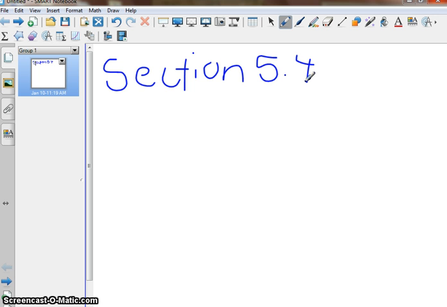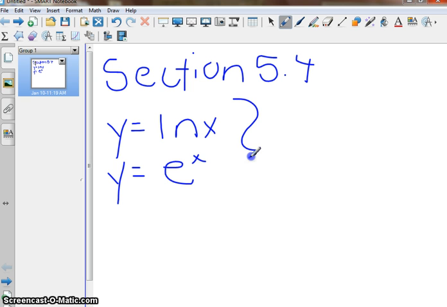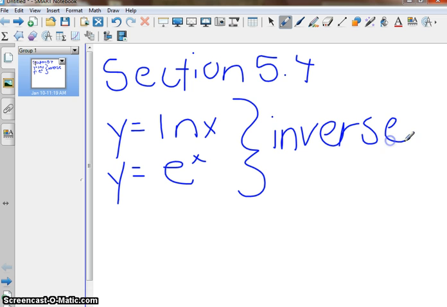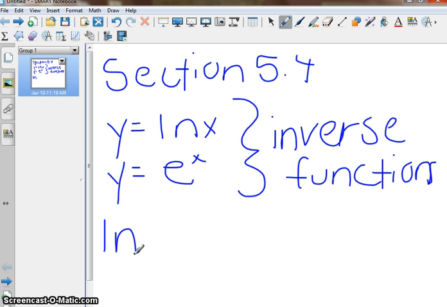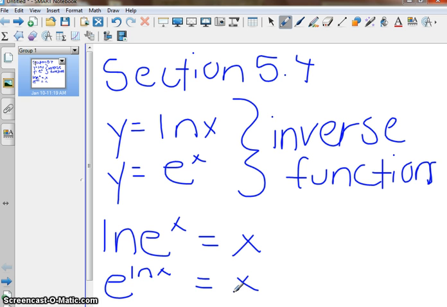E to the x is the inverse function of the natural log of x. So y equals natural log of x, which we've already learned how to take the derivative of, and y equals e to the x are inverse functions. So what that means is if I take the natural log of e to the x, I will get x, or if I have e to the natural log of x, I will also get x. That is because those two are inverse functions of one another.